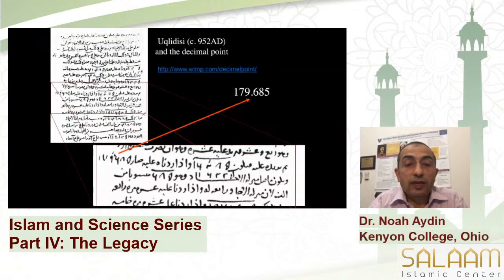So here is the first decimal point in history. It was a little vertical dash on top of a number to represent the unit's place. Here are the digits 179685 in Arabic numerals, or Indian numerals, and this mark simply denotes the unit's place, because in the process of finding half of a number, al-Uqdudisi needed to introduce more digits, and he needed to mark the unit's digit. So this is the first decimal point in history, as far as we can tell, based on primary source materials.